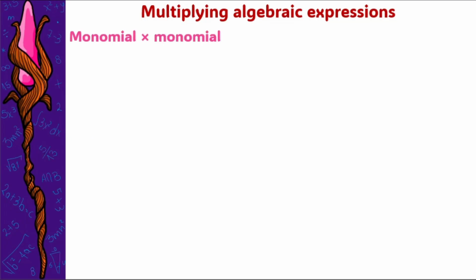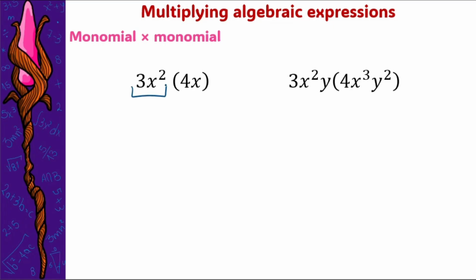So let's start with the easiest one, a monomial times a monomial. Remember, a monomial is just an algebraic expression that has one term, like in these examples. This one will be the first term and this one will be the second term. Remember, when we don't have any symbol between them, it means a multiplication. It could be represented with a cross like this, with a dot, or sometimes with an asterisk. But if you don't have anything there, it also means a multiplication.